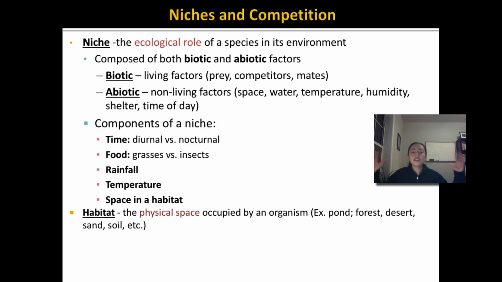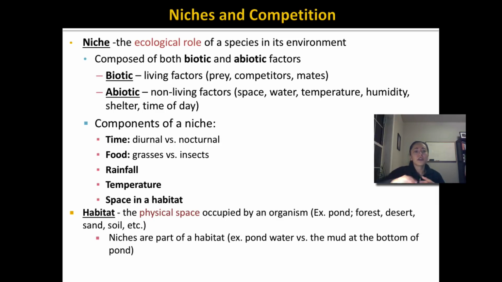However, within this habitat or this more general space, a species could have a different niche or specific location within that habitat where it lives. For example, niches can be part of a habitat.